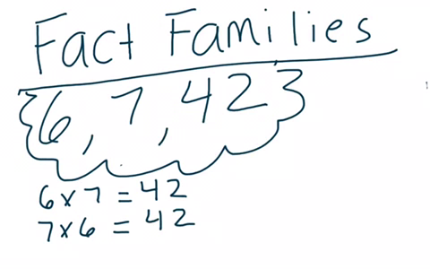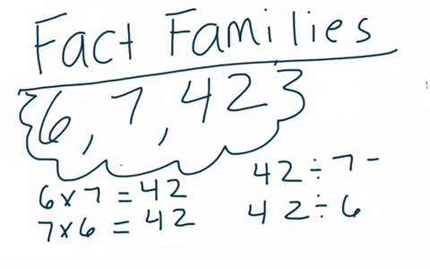So then when we go to the division portion, we also know that you have to start with the answer or the biggest number in our fact family. So 42 is going to go first. And then we are dividing by whatever number you choose. Let's do 7 up here and 6 down here. And then it has to equal the other number in order for it to be a fact family.